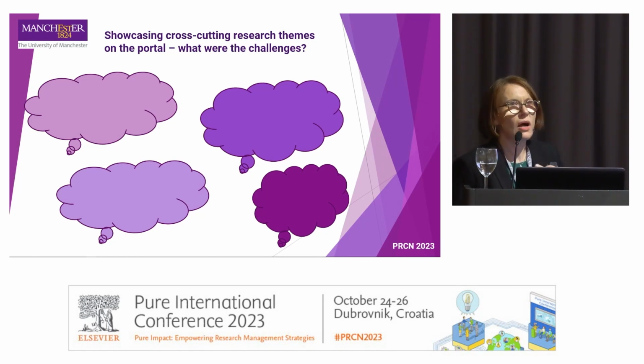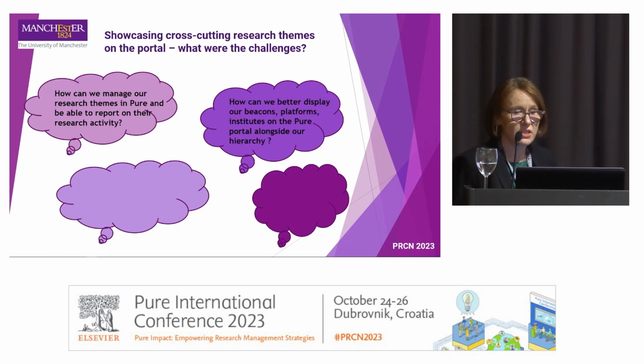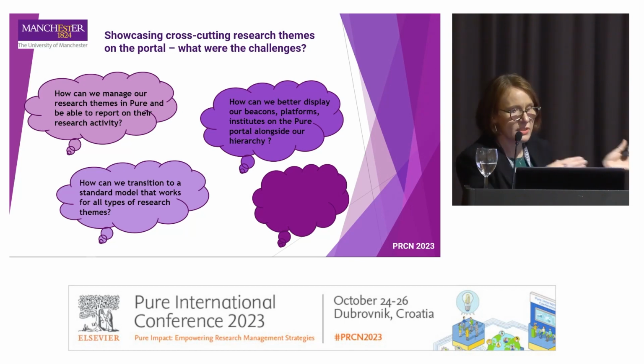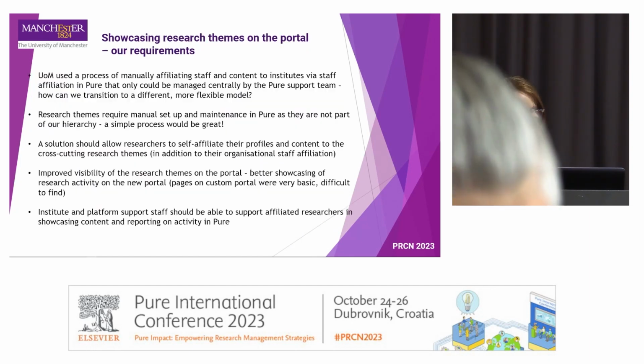And how can we report on their activity? The four main questions that we had are: how can we manage our research teams in Pure and be able to report on their research activity? How can we better display our beacons, platforms, and institutes on the Pure portal alongside our hierarchy? How can we transition from a model to a more standard model, because the previous model wasn't standard, and it should work for all the different types that we have? And how can we offer the researchers some flexibility to self-affiliate themselves and their content?